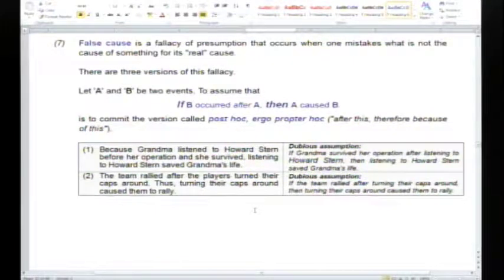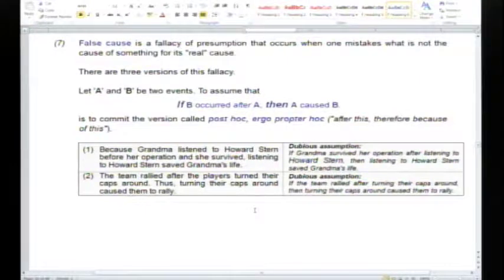In fact, there are three ways in which false cause can occur, but false cause essentially is a catch-all fallacy of presumption that occurs whenever someone mistakes something that is not the cause for the cause of something. Now, one way this can occur is post hoc ergo propter hoc. I'm not going to hold you responsible for the Latin. But the idea is: after this, therefore, because of this.